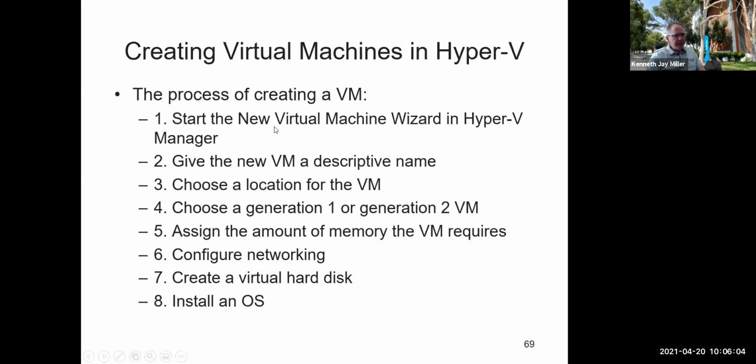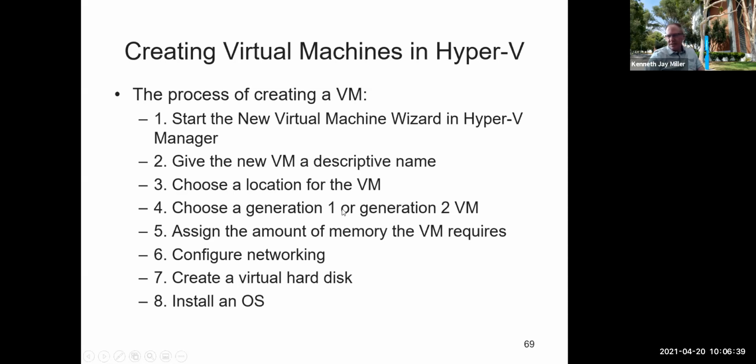Now, the process for creating a VM is you start the New Virtual Machine Wizard, create the new VM, give it a name, and choose a location for the VM. And for all of ours, we're going to use the default location, which is the public location for all users. So if you go into C, Users, All Users, or Public, that's the location. And if you just click next, that's the right spot. We can use Generation 1 or Generation 2.